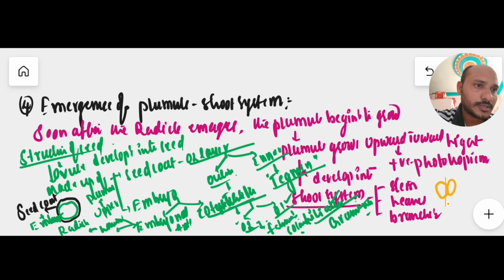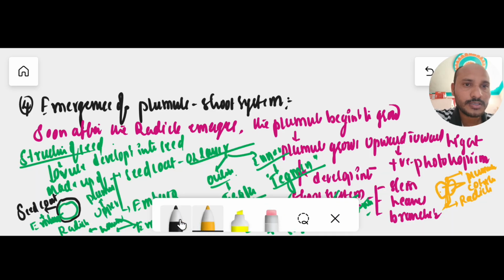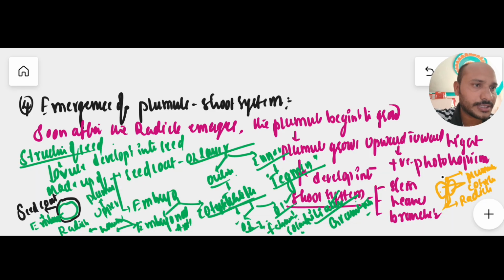At the lower end of the embryonal axis we have one structure, and this structure is called the radicle. The upper end of the embryonal axis is called the plumule. And these two are cotyledons. The plumule and radicle are connected with the help of the embryonal axis. The embryonal axis plus cotyledons together are called the embryo. This embryo is later covered with a protective sheath, the seed coat, and now it becomes a complete seed.